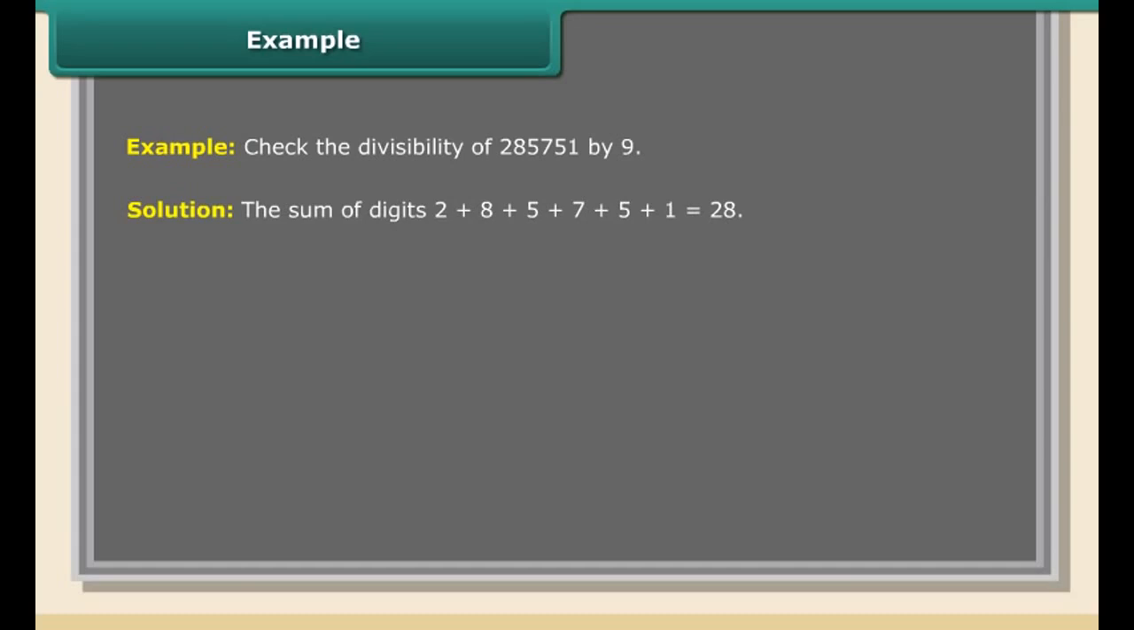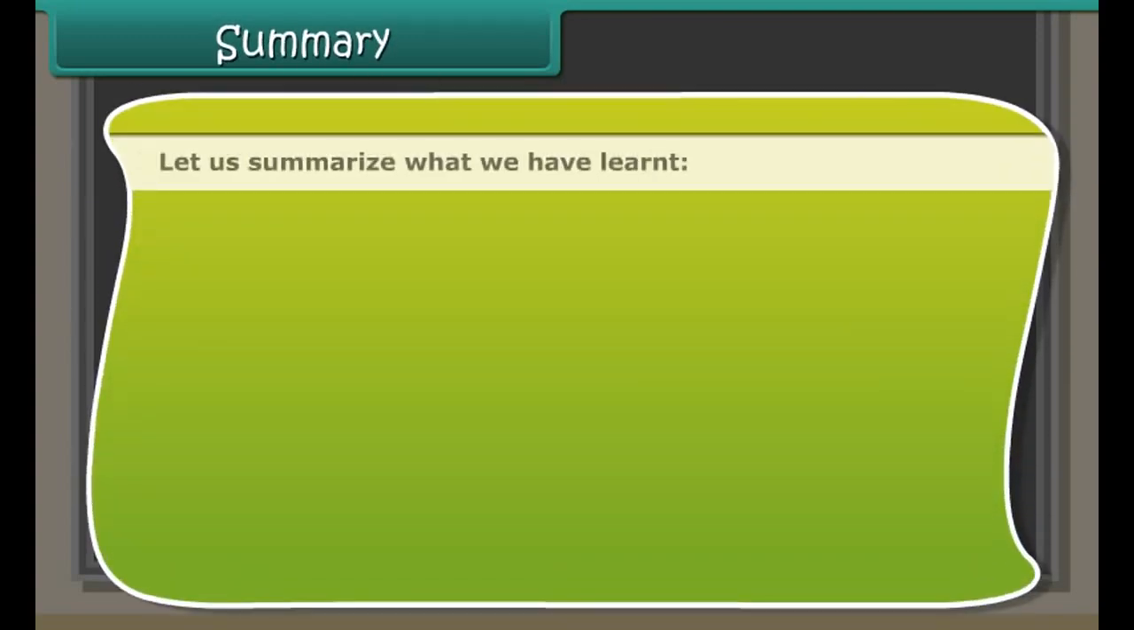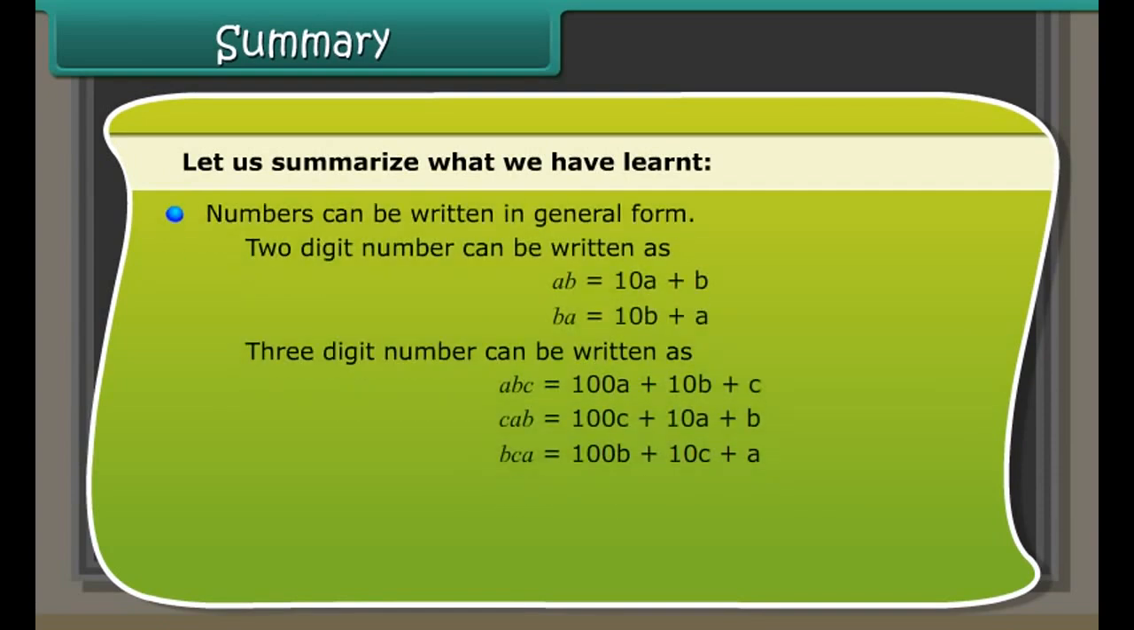Consider the number PQR. 100P plus 10Q plus R is equal to 99P plus 9Q plus P plus Q plus R, which is equal to 9 into (11P plus Q), divisible by 3 and 9, plus P plus Q plus R. Divisibility by 9 or 3 is possible if P plus Q plus R is divisible by 9 or 3.